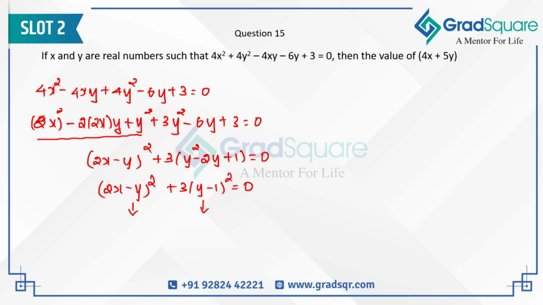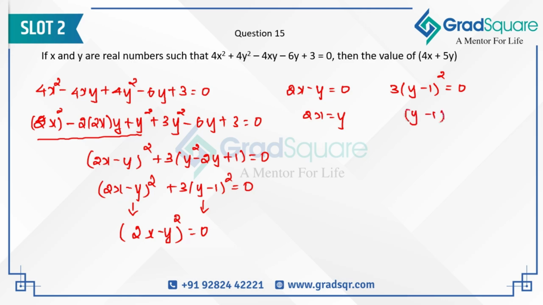So there is only one possible way of achieving a 0. That means individually they should be equal to 0. So (2x − y)² should be equal to 0. So from this I can write 2x − y = 0, and 2x = y, and also 3(y − 1)² = 0, or (y − 1)² = 0, or y − 1 = 0, or y = 1.